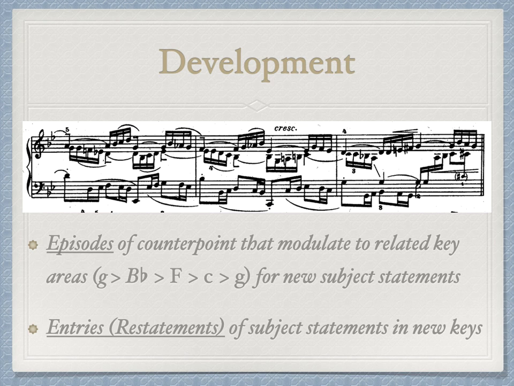Entries or restatements are going to be full subject statements. They must contain the subject in its entirety to be considered a restatement. The contrapuntal techniques get a little tricky, and the use of the fugue subject sometimes is even used as an inspiration for an episode. So we need to make sure that we're really looking for those full statements as entries or restatements. Let's have a listen to this final episode from the G minor fugue, which is actually right before the next section, the recapitulation, back to G minor.